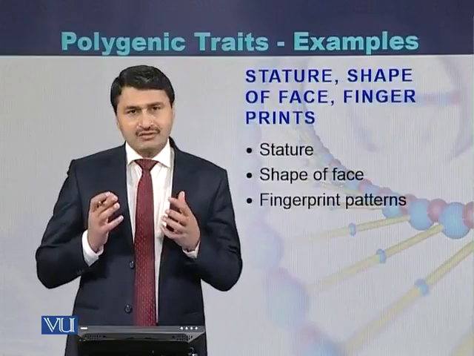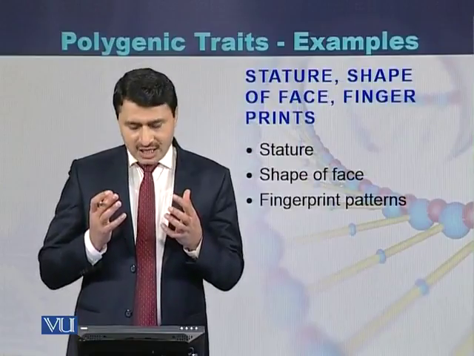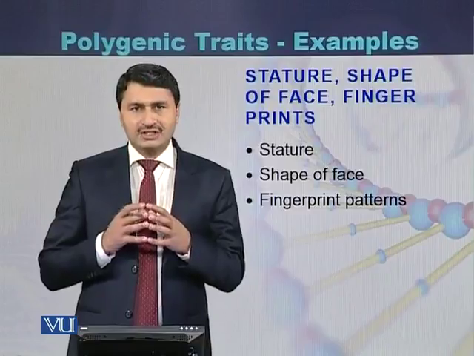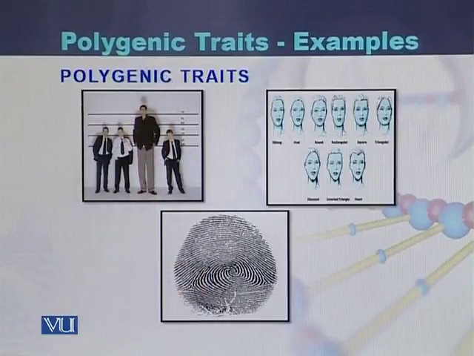Stature, shape of the face, and fingerprints are all examples of polygenic traits. Here we can see the difference between the height of individuals and the difference between the face shape of individuals, as well as the fingerprints present on our fingers. They are different from person to person. We have different face shapes from person to person, and each person has unique fingerprints. So the fingerprints, height, and face shape are controlled by more than one gene.